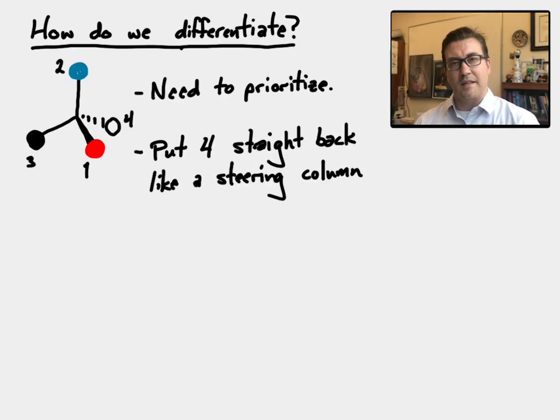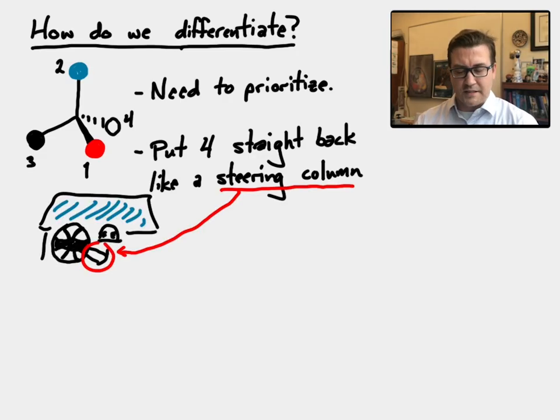The convention is, once you've prioritized 1 through 4, where 4 is the lowest priority, we put 4 in back, as if it's part of a steering column. I'll have another way of showing you how to do this in class using your hand, but we'll save that for class. A steering column, for those who are not familiar, is the part of your car that connects your steering wheel to the rest of your car.